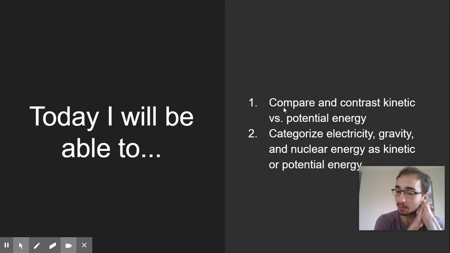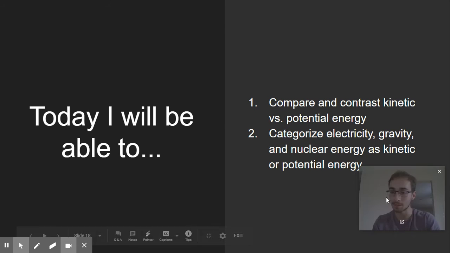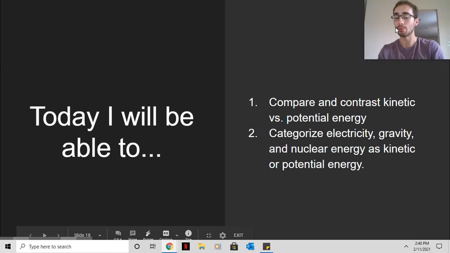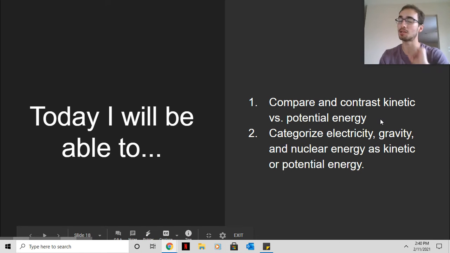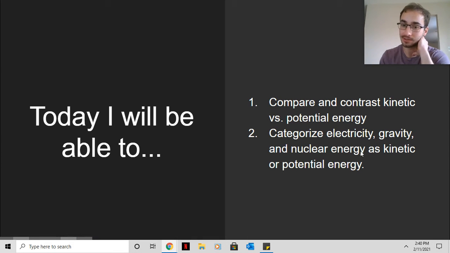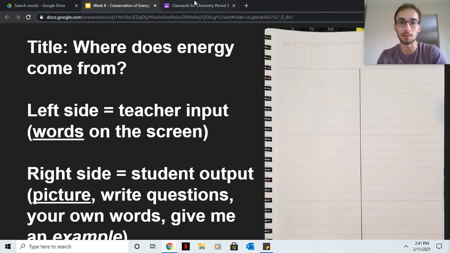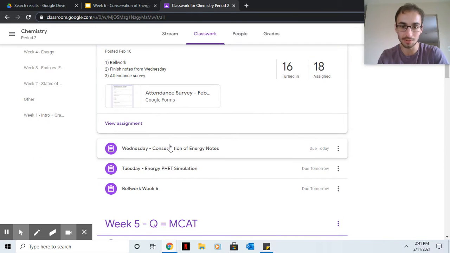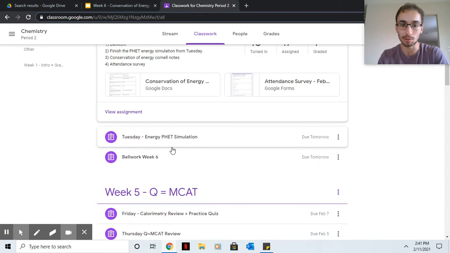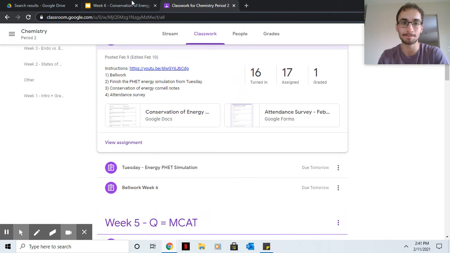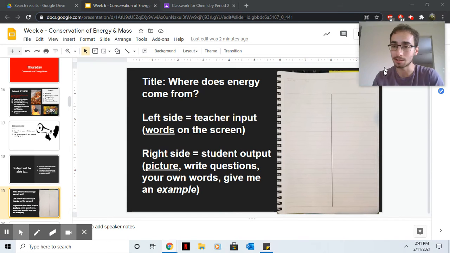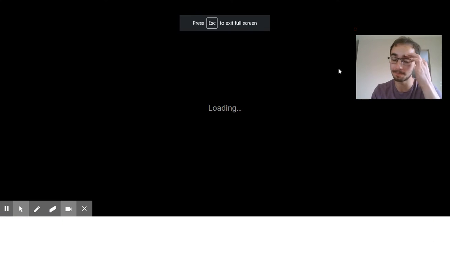Today, you should be able to compare and contrast kinetic versus potential energy. And then you're finally going to learn what electricity, gravity, and nuclear energy are and categorize them as kinetic or potential energy. Okay, so if you go to Wednesday, conservation of energy notes, pull up the notes here. And you're going to learn where energy comes from.